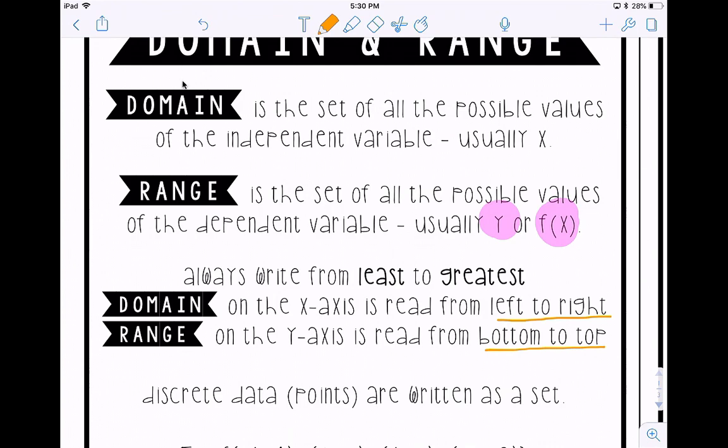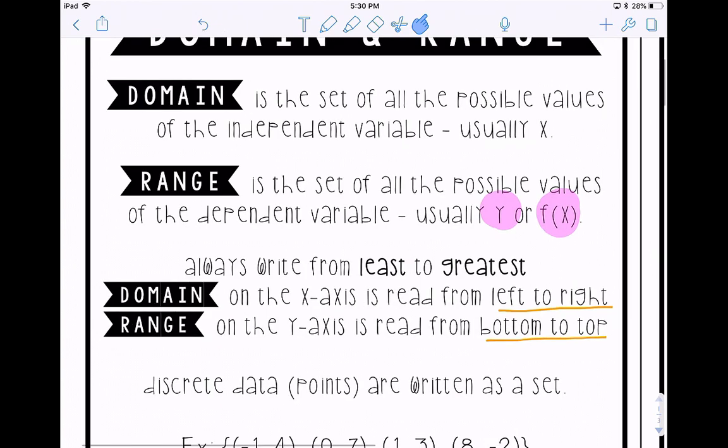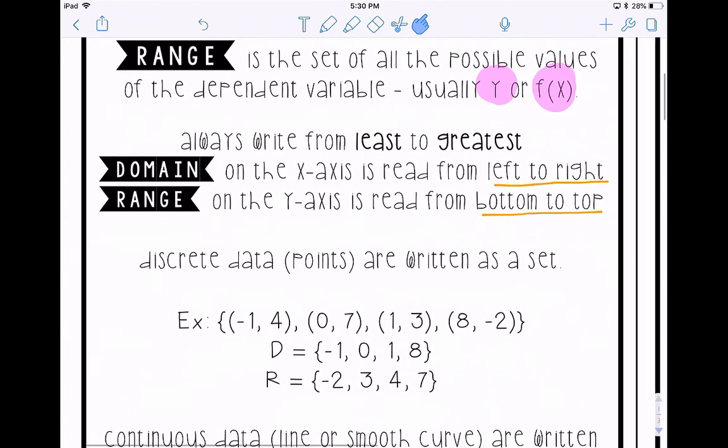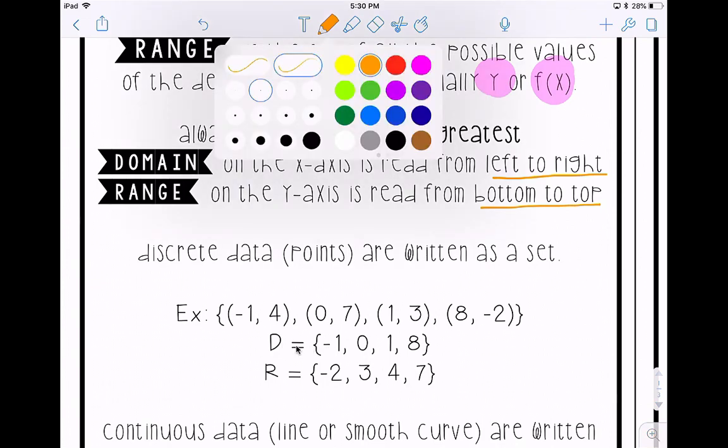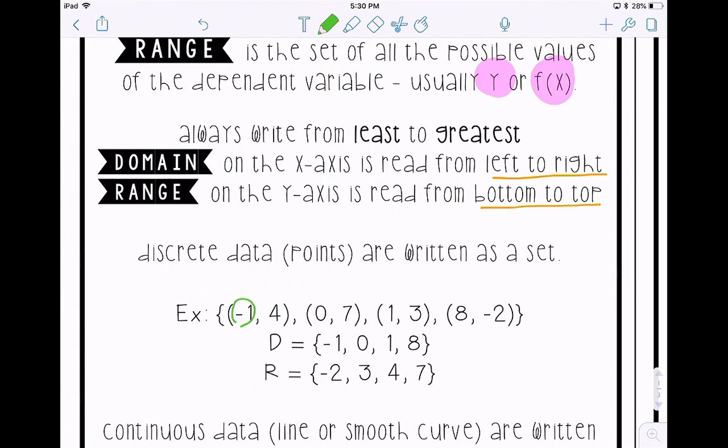Okay. Then it says discrete data or just points are written as a set. So for example, this is a set of discrete data. Discrete again is just points. So we have (-1, 4), (0, 7), (1, 3), (8, -2). So the domain, this right here, D stands for domain. Domain is just the set of all of the x's. So if I mark all of the x's, that's a -1, a 0, a 1, and an 8, which is exactly how they're written here.